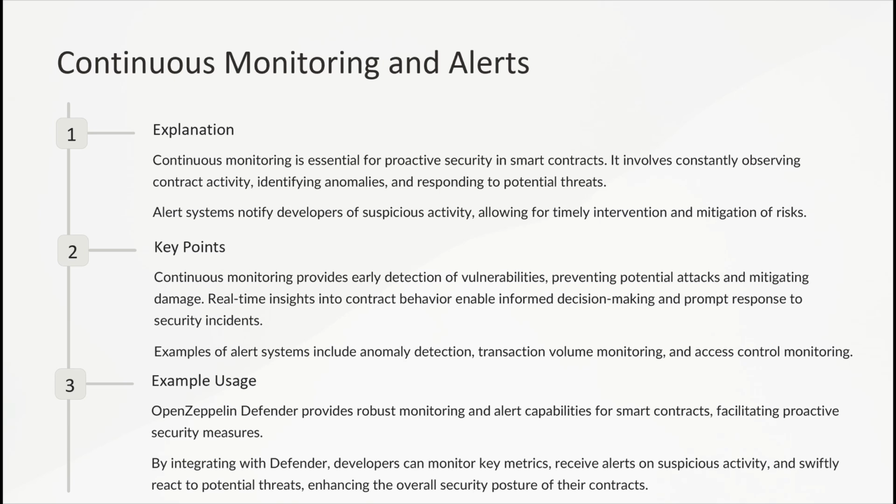Continuous monitoring and alerts. Continuous monitoring is essential for proactive security in smart contracts. It involves constantly observing contract activity, identifying anomalies, and responding to potential threats. Key points for continuous monitoring are: setting up an alert system to notify developers of suspicious activity, allowing for timely intervention and mitigation of risks. Using tools like OpenZeppelin Defender for robust monitoring and alert capabilities.